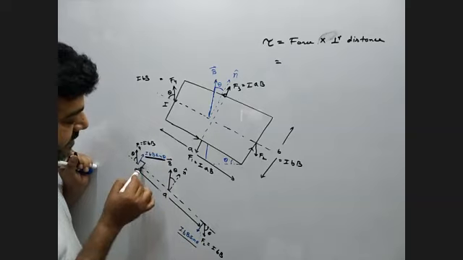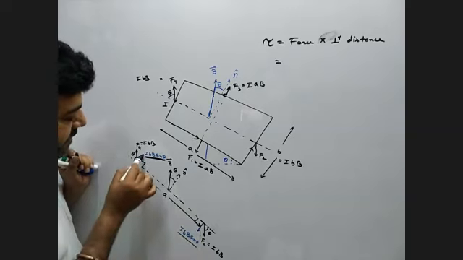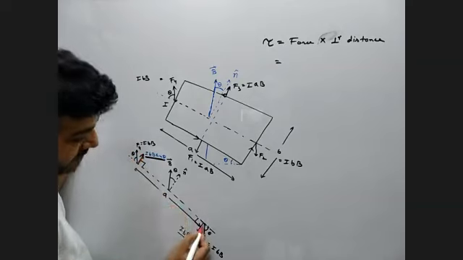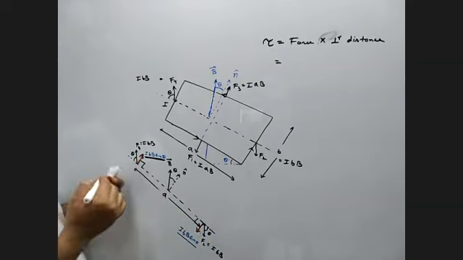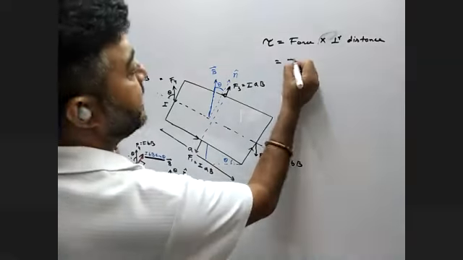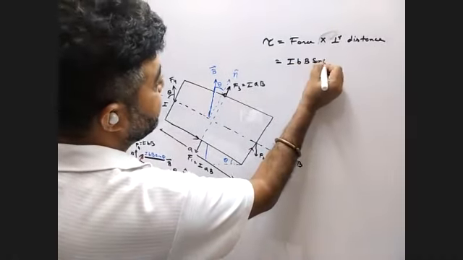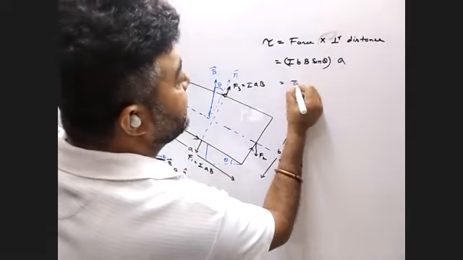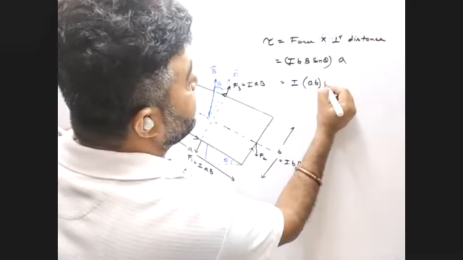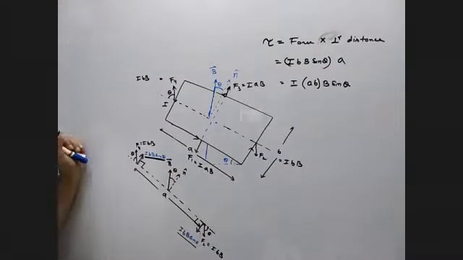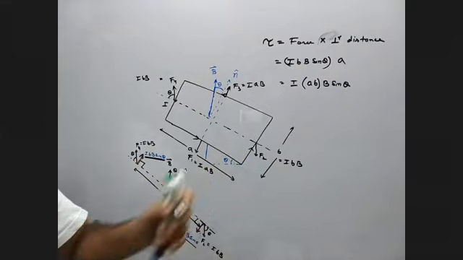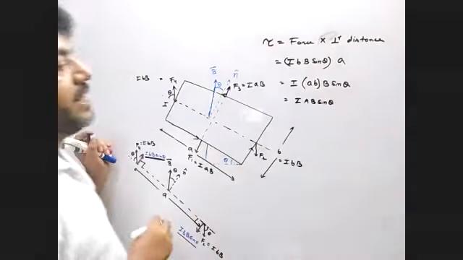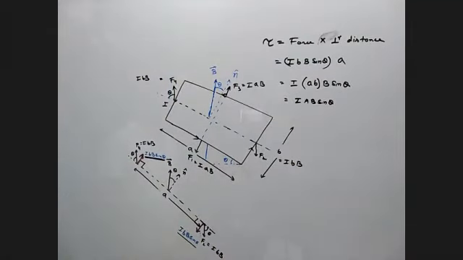This is 90 degrees, this is 90 degrees. So this is my one force, and this is my another force. So my force is IBb sin theta, and the perpendicular distance is a. So what can we write? a into b sin theta. Now, what do you mean by a into b? Length into breadth, that is area. So we can write IAB sin theta. So my torque is IAB sin theta.